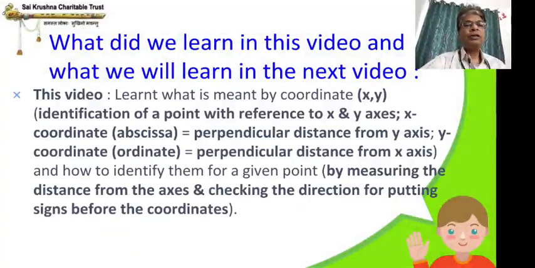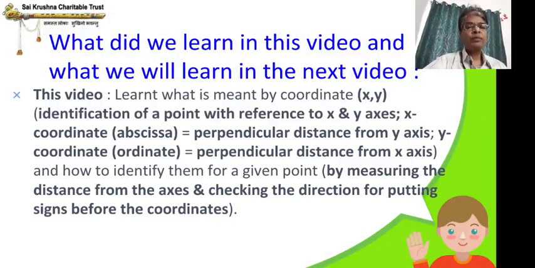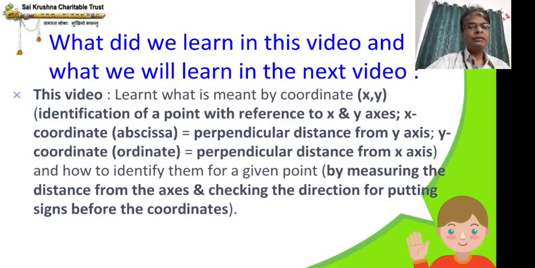So in this video, we learned what is meant by coordinates (x, y), that is how it is mentioned: identification of a point with reference to the x and y axis. The X coordinate is the perpendicular distance from the y axis, the y coordinate is the perpendicular distance from the x axis, that is opposite. You should be able to remember that. And how to identify them for a given point? By measuring the distance from the axes and checking the direction for putting signs before the coordinates. So both are important. One is you measure the distance from the y axis, which is the x coordinate, and from the x axis, which is the y coordinate, and then the direction. Whichever direction the point is in, that particular coordinate will be negative or positive accordingly.